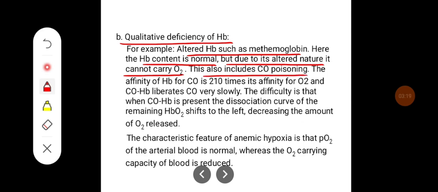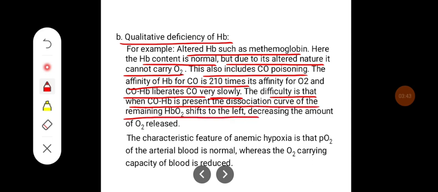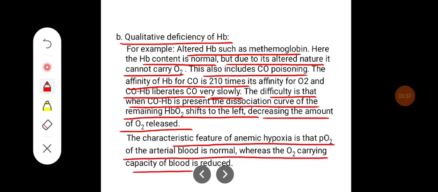includes carbon monoxide poisoning. The affinity of hemoglobin for carbon monoxide is 210 times its affinity for oxygen, and carbon monoxide hemoglobin liberates carbon monoxide very slowly. The difficulty is that when carboxyhemoglobin is present, the dissociation curve of the remaining HbO2 shifts to the left, decreasing the amount of oxygen to be released. The characteristic feature of anemic hypoxia is that the partial pressure of oxygen of the arterial blood is normal, whereas the oxygen carrying capacity of the blood is reduced.